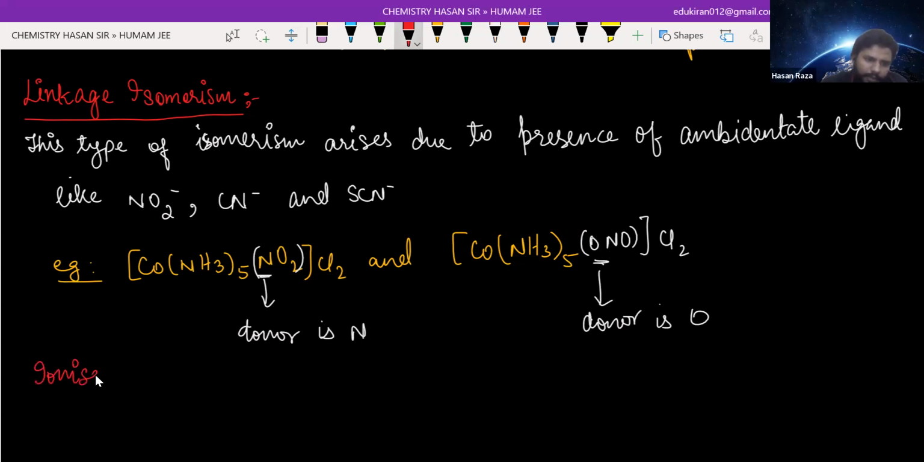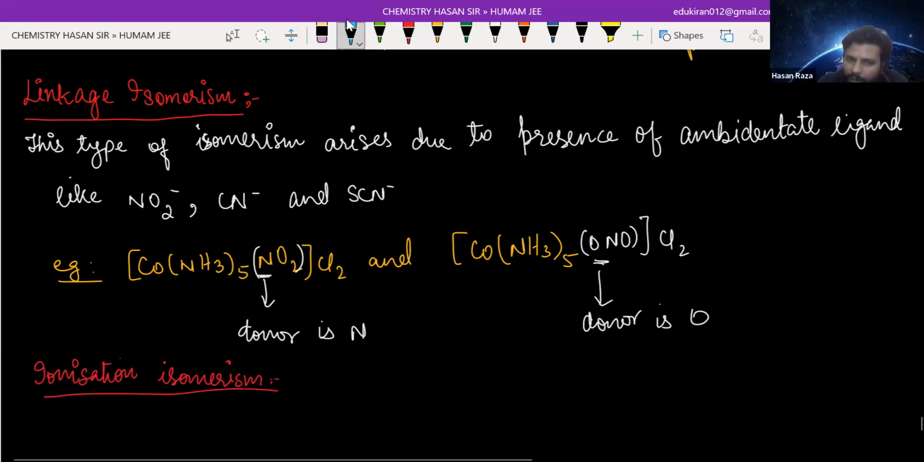The next one is ionization isomerism. Ionization isomerism is basically the same as with water. There will be exchange of ions, but not with water. If the exchange is between the counter ion and water, that is specifically hydrate or solvent isomerism. Other than that, it is called ionization isomerism. So I'm going to write a point. Please do write with me.